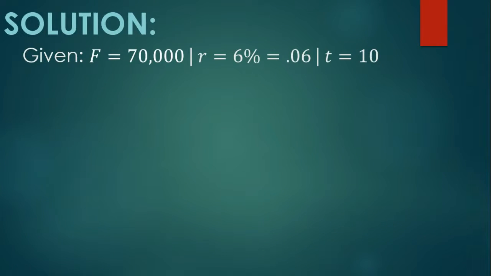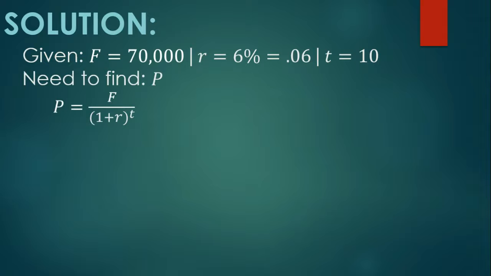So for our solution in the previous example, we have the given F is 70,000, the rate is 6%, moving the decimal point twice to the left, it will give us 0.06, and T is 10. We need to find the value of P. So using the formula P is equal to F all over 1 plus R raised to T, we substitute the given. So the value of F is 70,000, the value of R is 0.06, and the value of T is 10.